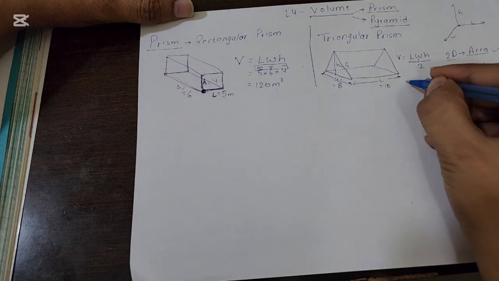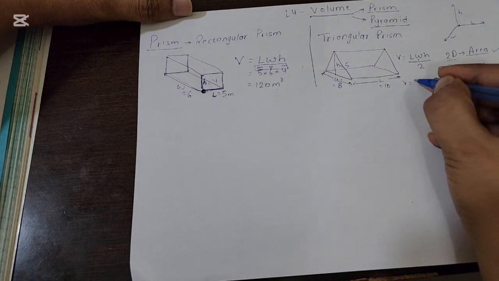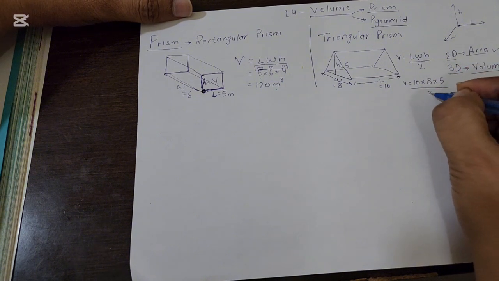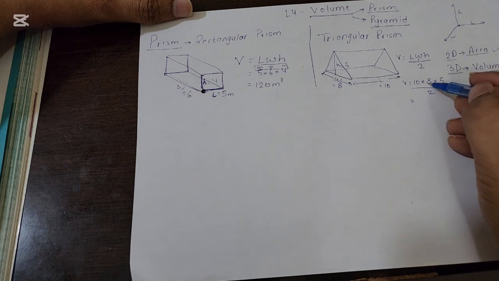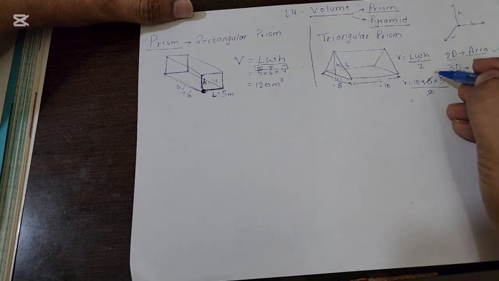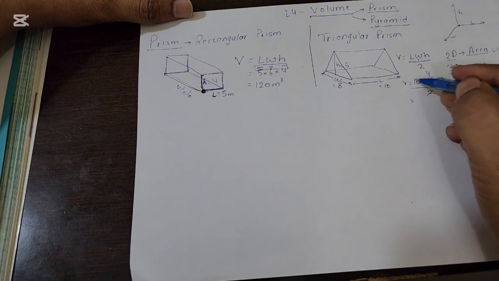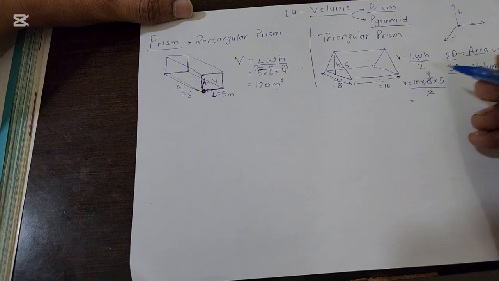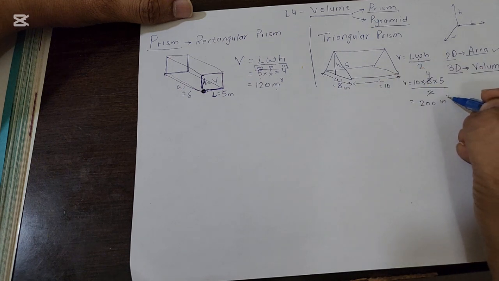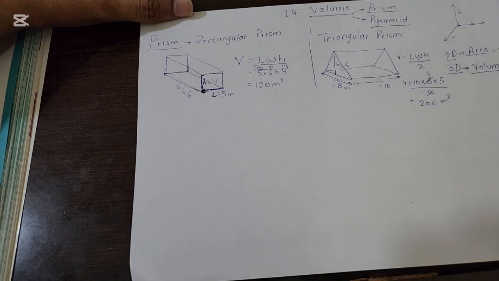How will I find the volume? Volume is equal to length 10 times width 8 times height 5 divided by 2. I can cancel the 8 with 2: 8 divided by 2 is 4. Now just multiply the numbers. 5 times 4 is 20, 20 times 10 is 200. So 200, and let's say this is inches, so inch cube. I hope you understood this.